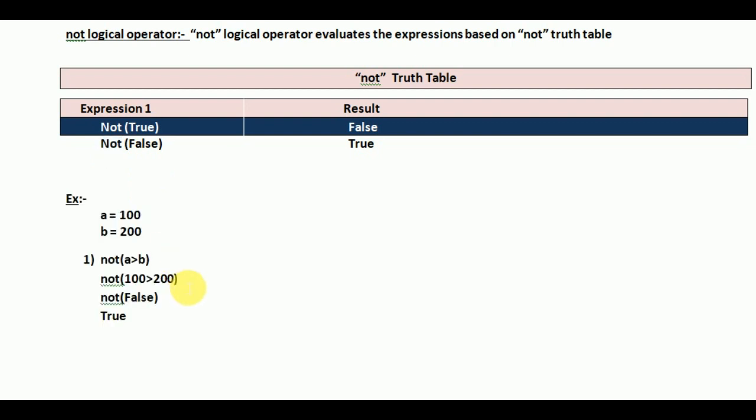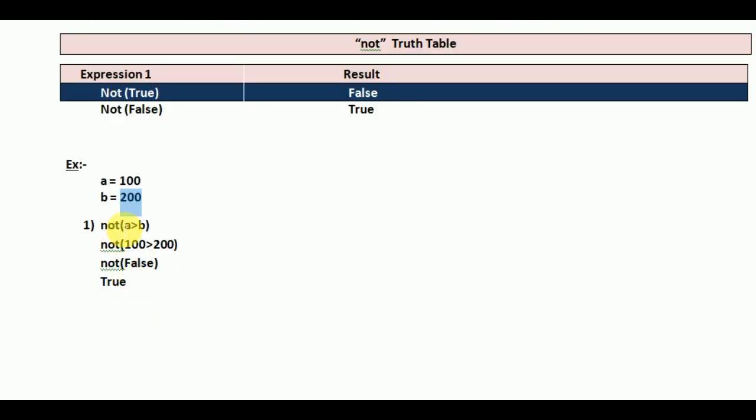In this example, we have two variables a and b. A contains 100 and b contains 200. Now we apply the NOT operation. Within a bracket, there is a condition a is greater than b. So 100 is greater than 200. That condition becomes false. But after the resultant value of this condition, we apply NOT. So the actual resultant value will be true. This is basically the complement or negation of the value.